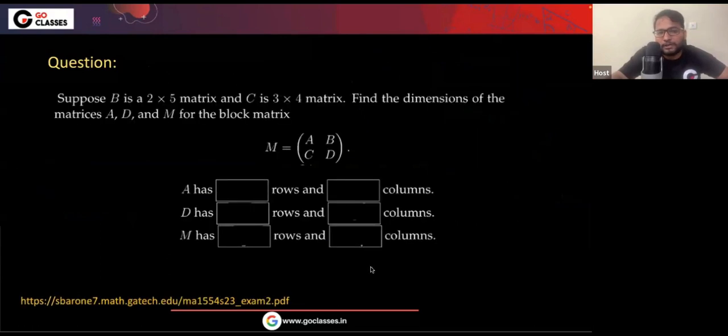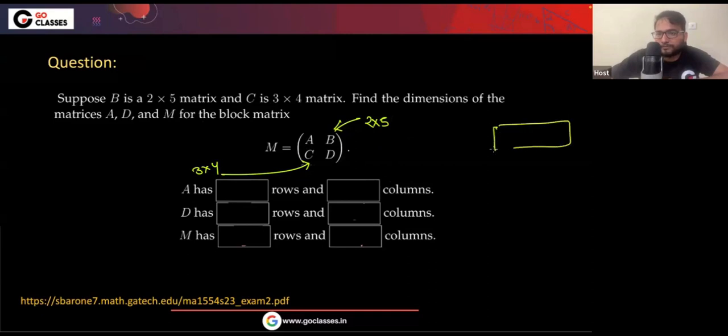Now, let's just go to the next question. So what they're saying: suppose that B is a 2 cross 5 matrix. Okay, there is some B which is 2 cross 5. C is 3 cross 4. Find the dimensions of A, D, and M. Okay, so this is also, I think, easy. Can you try it? So what they're saying is that B has 2 cross 5, 2 rows and 5 columns.